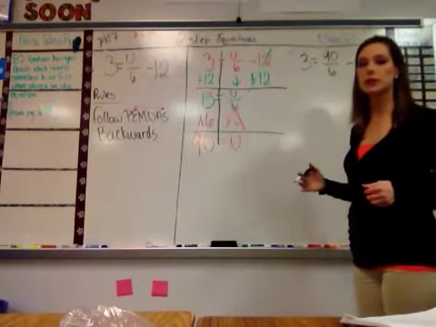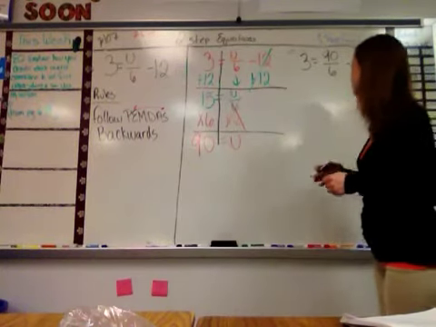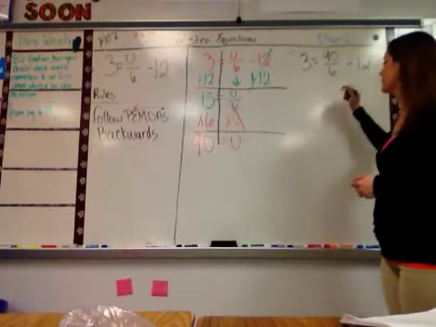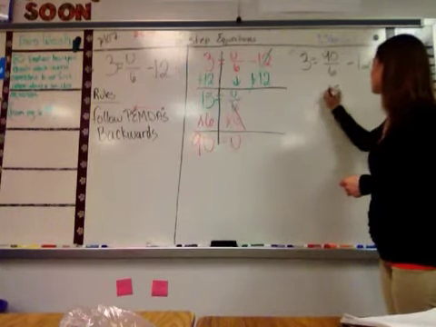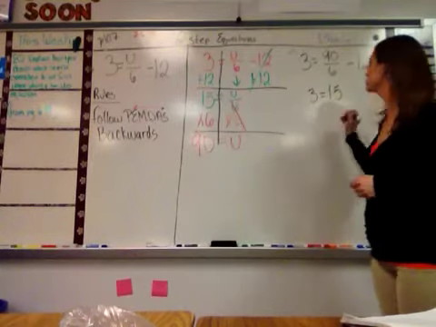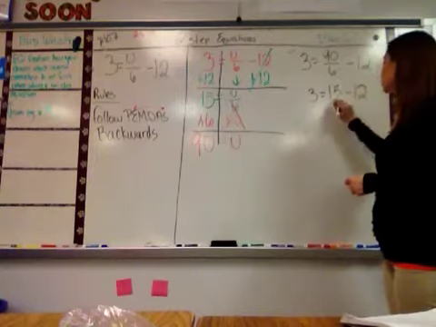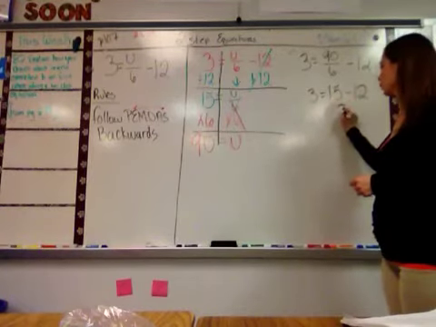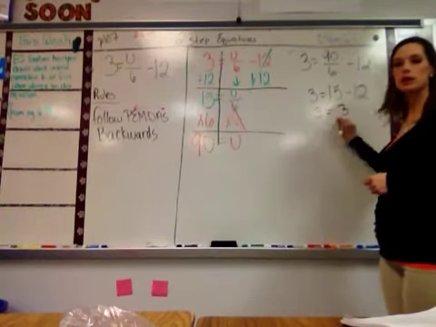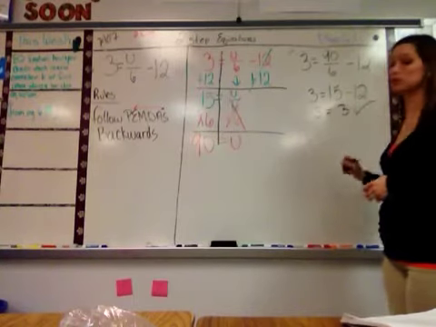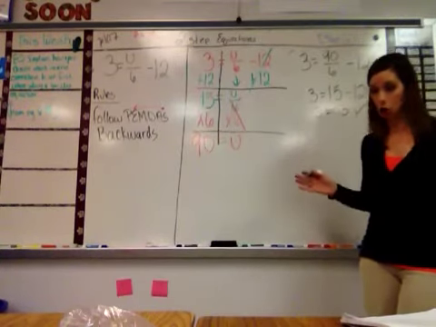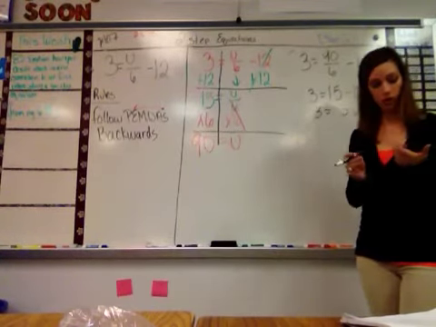Now I'm solving this equation, so I have to do order of operations in order. 90 divided by 6 is going to give me 15. Check it with a calculator. Minus 12. 15 minus 12 is 3. I get 3 equals 3. And it's right. If you ever got 4 equals 3, you'd be wrong. So you need to make sure you don't get that.